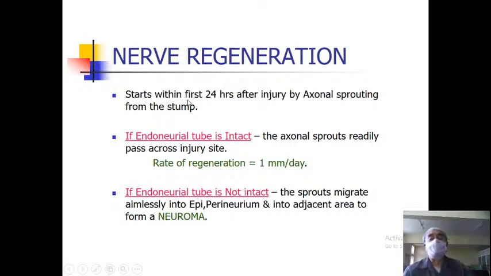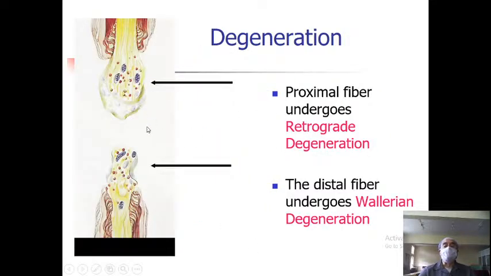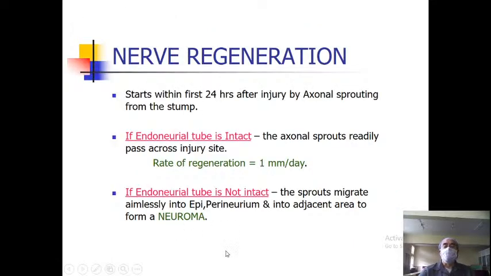When does the process start? Usually this starts 24 hours after the injury by axonal sprouting from the stump. So you all have seen this is the stump of the nerve. So the axonal sprouting should start from here, is it not? Because the continuity is here, so it should start from there. If the endoneurial tube is intact, the axons sprout readily and pass across the injury site. If the endoneurial tube is intact, it will be easy for the axons to jump across the defect and try to go to the other side.